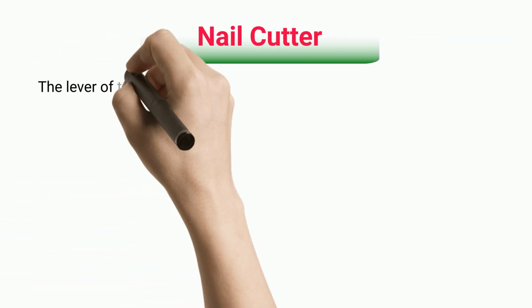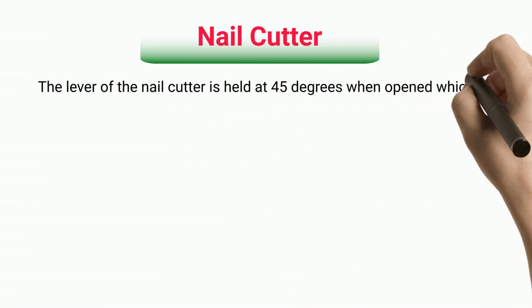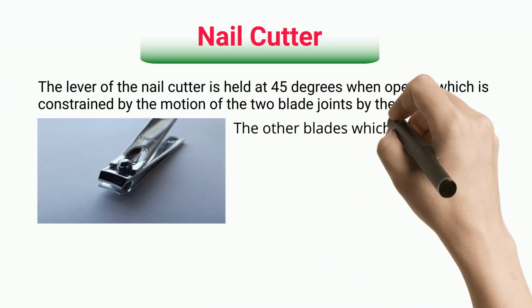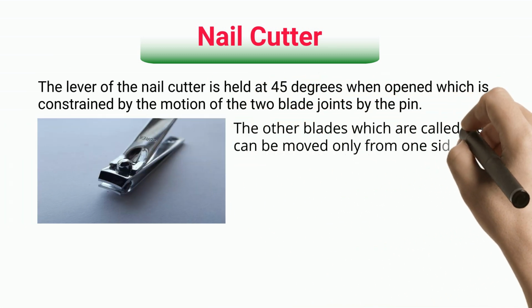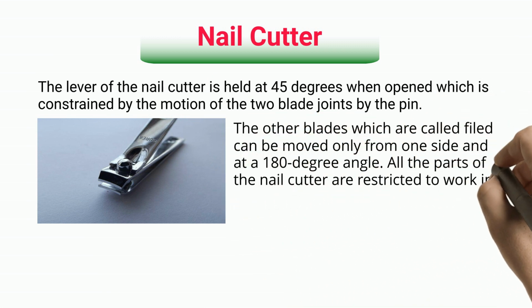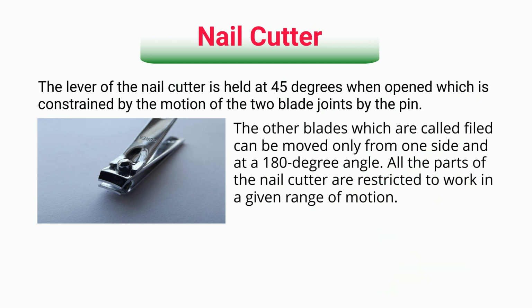Nail cutter. The lever of the nail cutter is held at 45 degrees when open, which is constrained by the motion of the two blade joints by the pin. The other blades, which are called files, can be moved only from one side and at a 180-degree angle. All the parts of the nail cutter are restricted to work in a given range of motion.